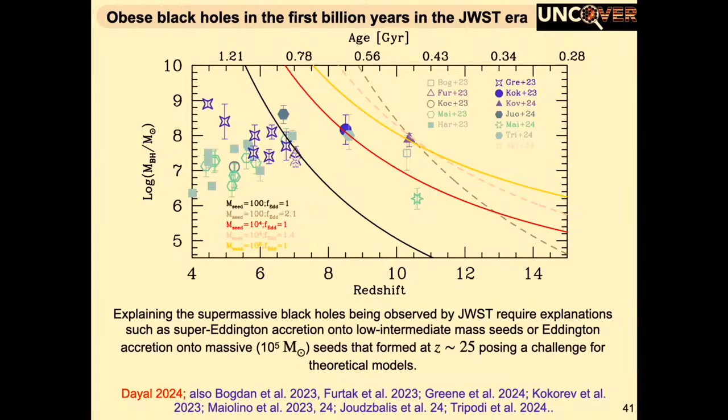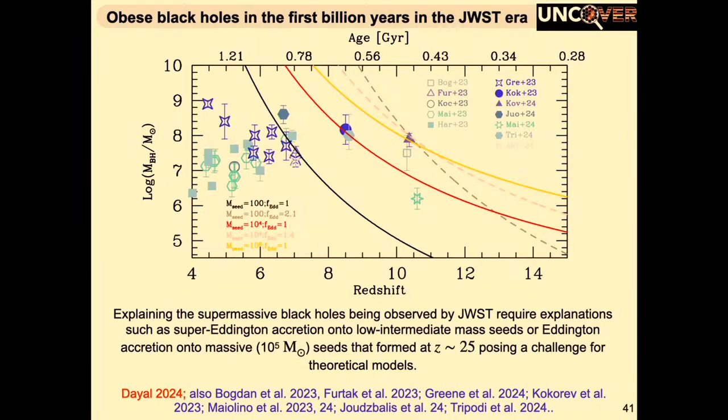If these seeds form at a redshift of, let's say, 25, and I allow them to accrete at the maximum Eddington rate, which Marta will teach you, you are able to explain these black holes which are at redshifts below 7. So this is how the black hole mass would grow as a function of redshift. But to explain these extremely massive things, you need to start with seeds which are at least 10^4 to 10^5 solar masses at a redshift of 25.